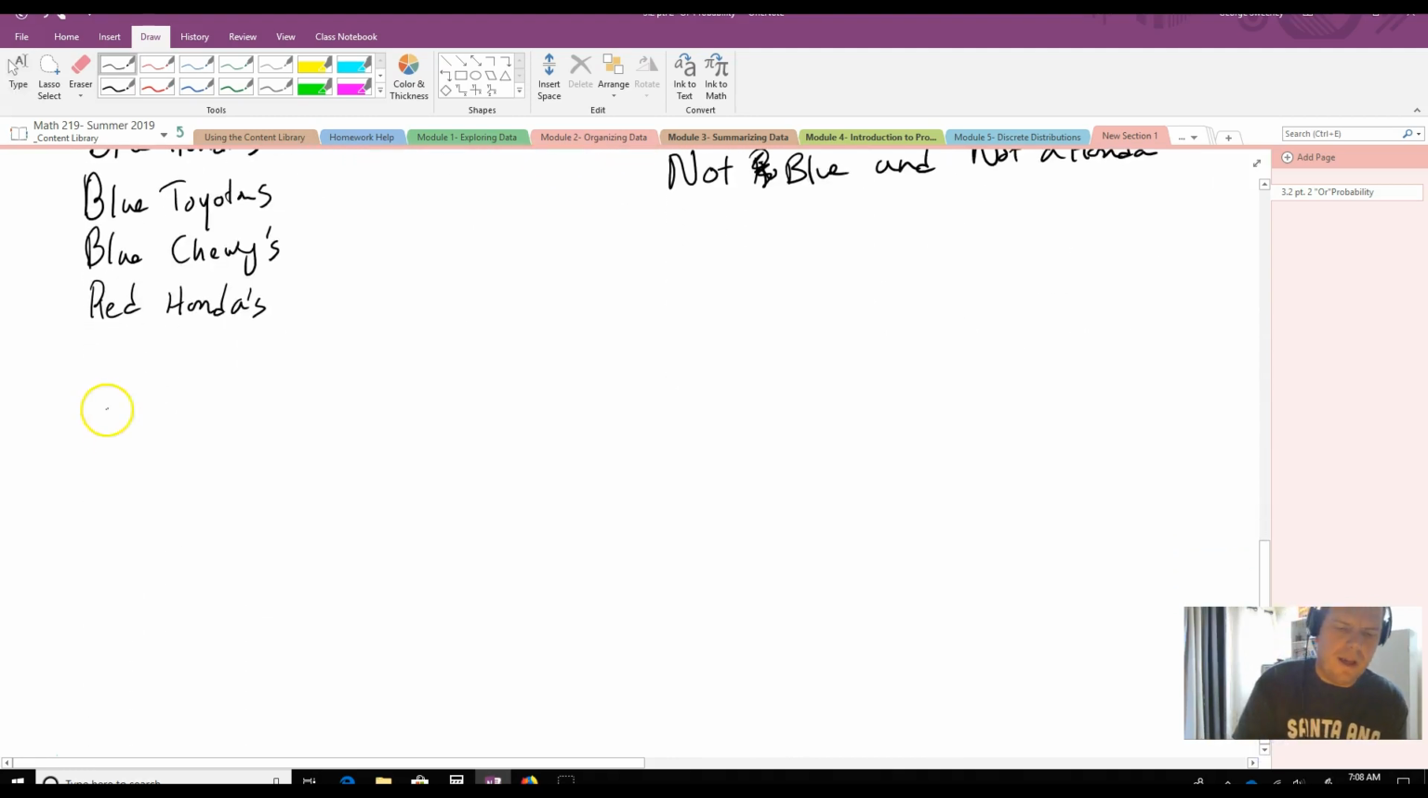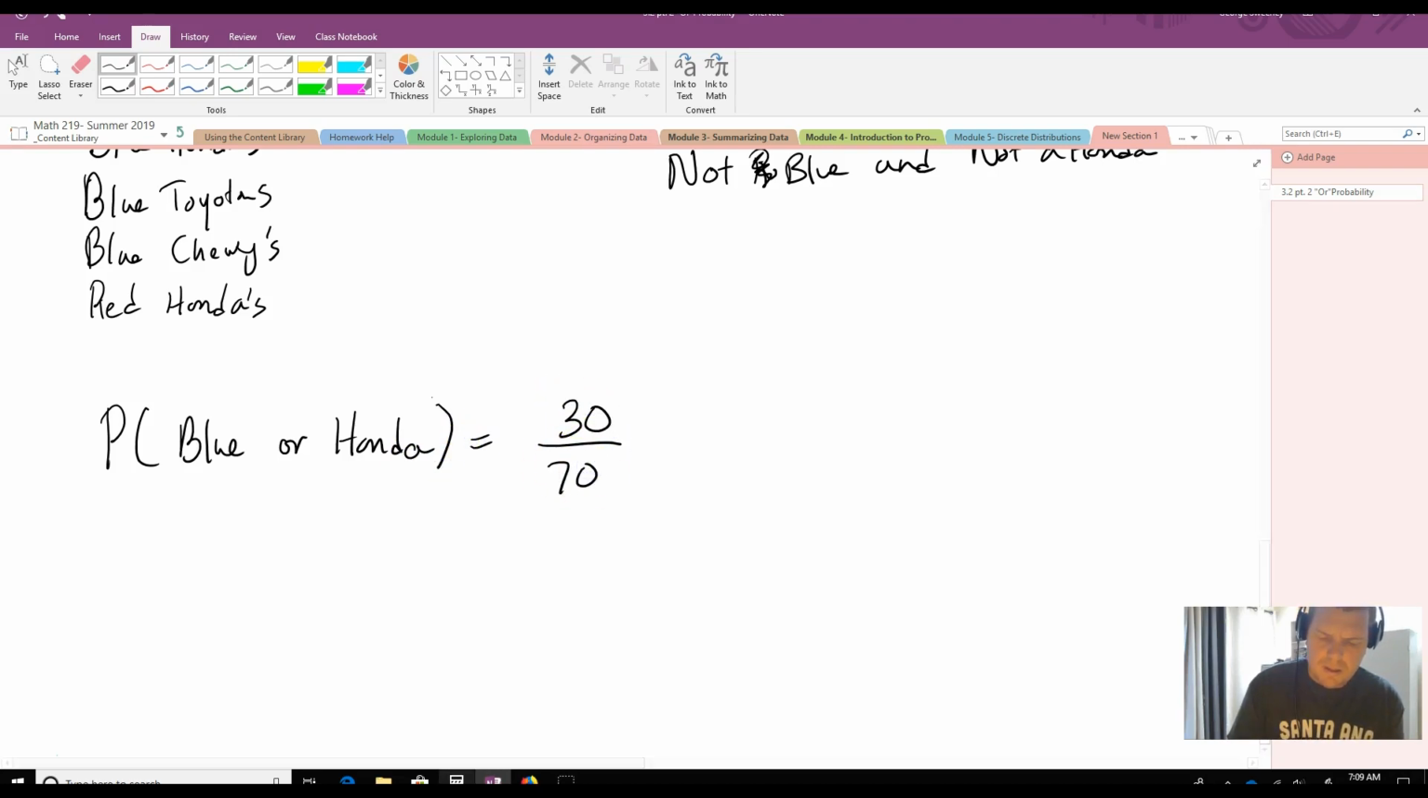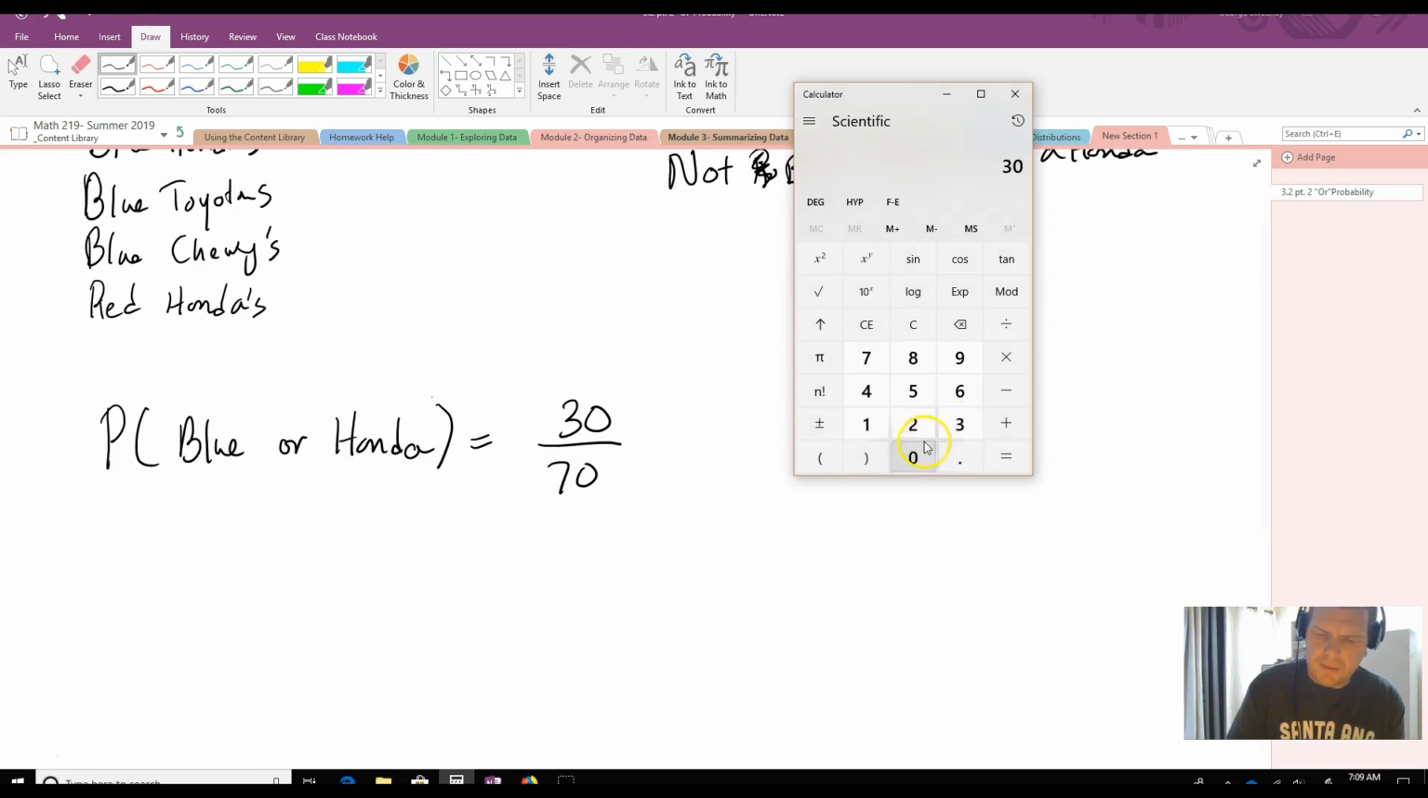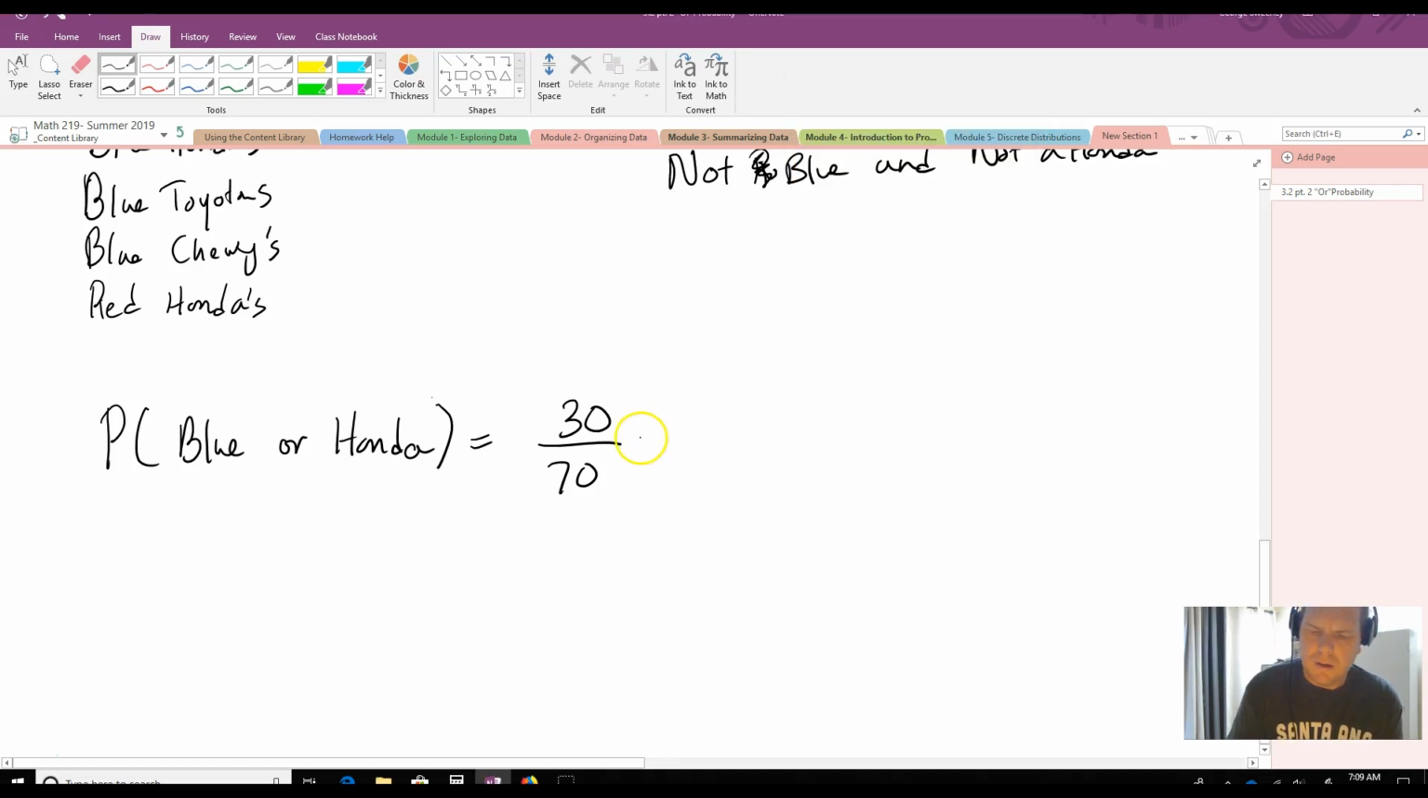So if we want to know now the probability of blue or Honda, that equals 30 out of 70. I can do that probability right here. And that's 0.429. And there we go. And that's the probability.